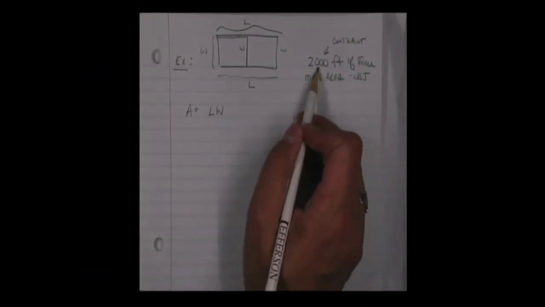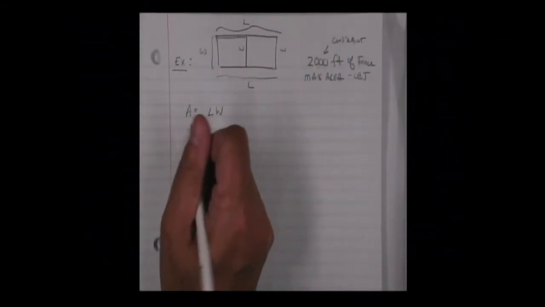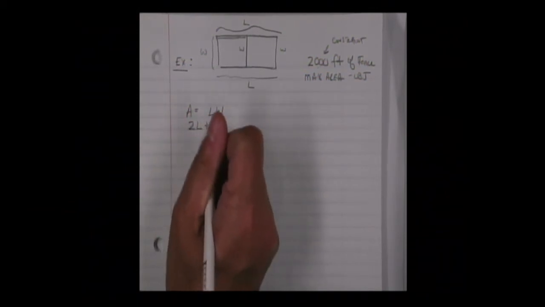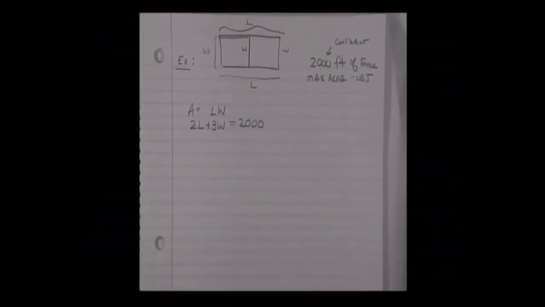And then we have 2,000 feet of fence, so make sure you count every piece of fence that you have. What's going to happen is you're going to have two L's and three W's. That's what's going to give you the 2,000 feet. Now the process we just did, we repeat all over again.